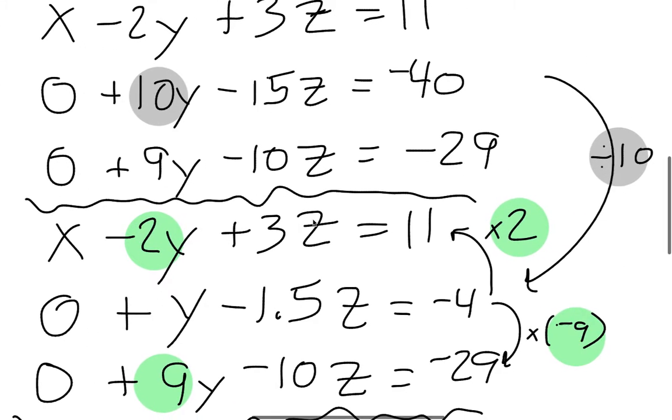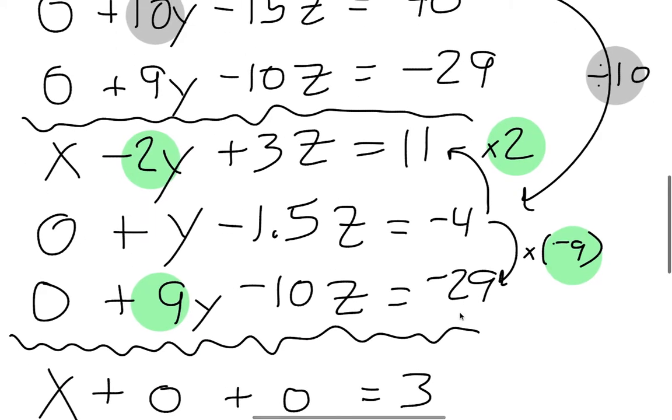Now, what the roadmap says, we're going to take this middle equation and we're going to divide it by 10. Dividing all the terms on both sides for just the middle equation, we get 10y divided by 10 is y, which is why we chose 10. We wanted to get y all by itself. Negative 15z divided by 10 is negative 1.5z. Don't fear that decimal. It's not too bad. Negative 40 divided by 10 is negative 4.